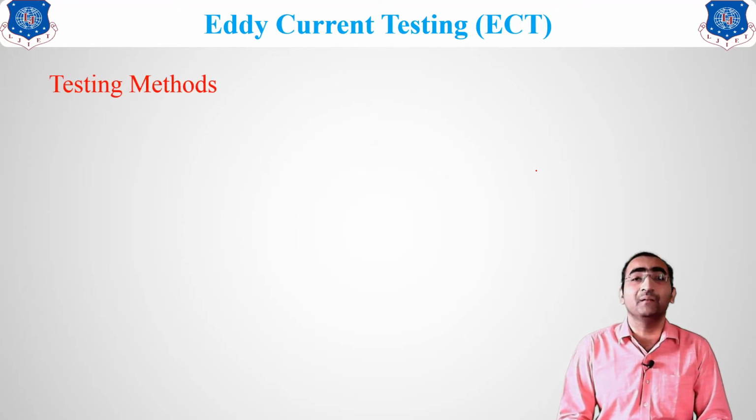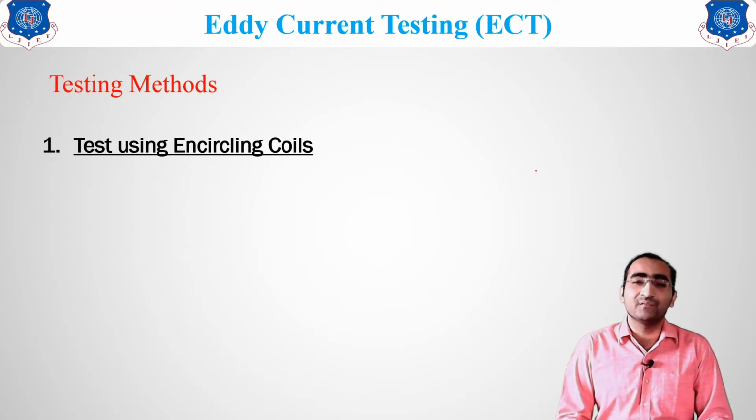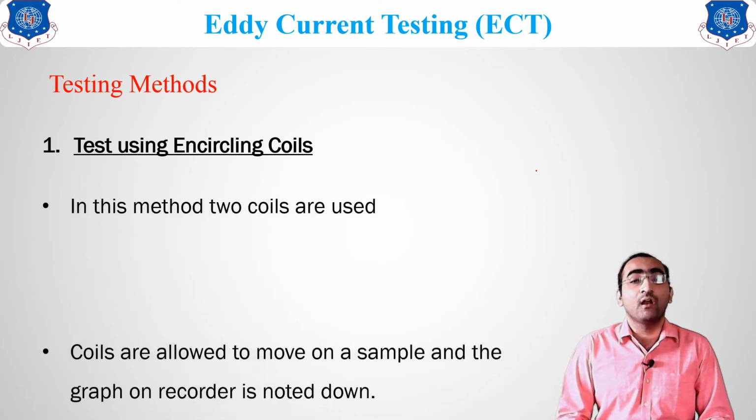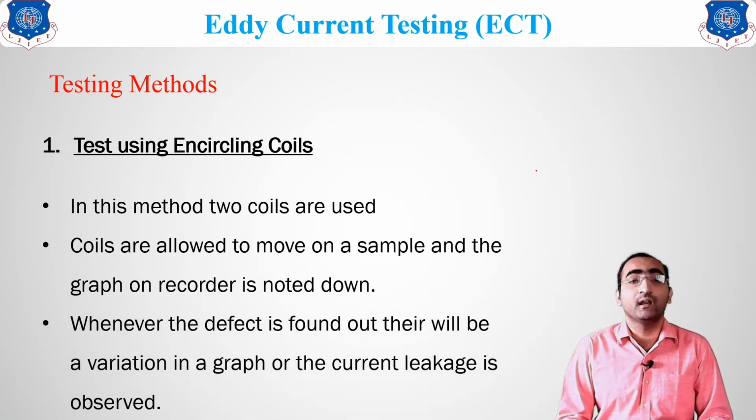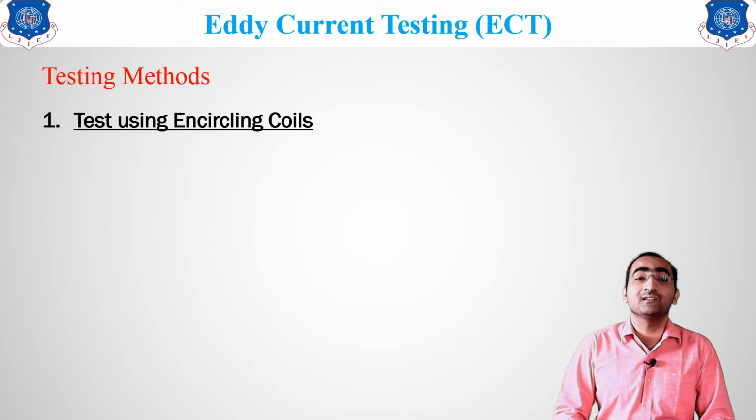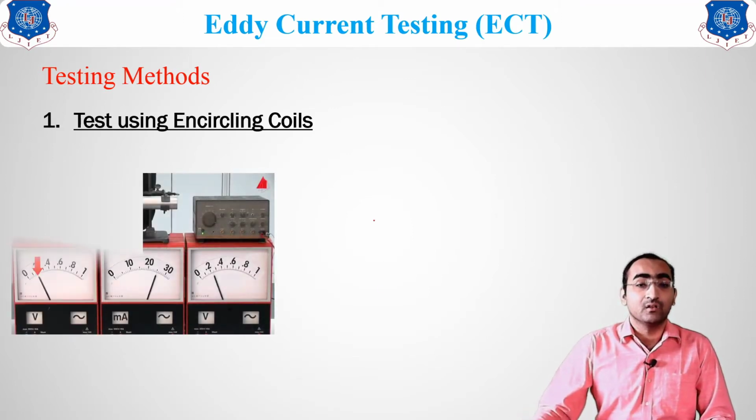Which are the testing methods for eddy current? The first method is known as a test using an encircling coil. Two coils are used. The coils are allowed to move on the sample and the graph is recorded or noted down. Whenever there is a defect, you can see a variation in the graph where there is a current leakage. Okay, so let us see.